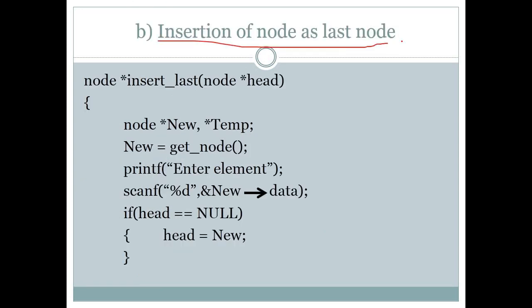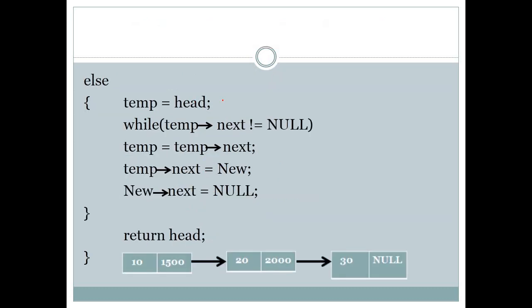Now insertion of a node as the last node. So again we will create a node, we will get the values of that node, and if there is no value in our linked list, then we will make our node the head node. First node and last node are both the same, only one node is there. But if we have some nodes in our linked list, then we will declare this as temp.